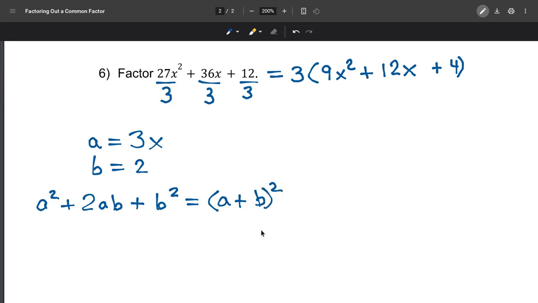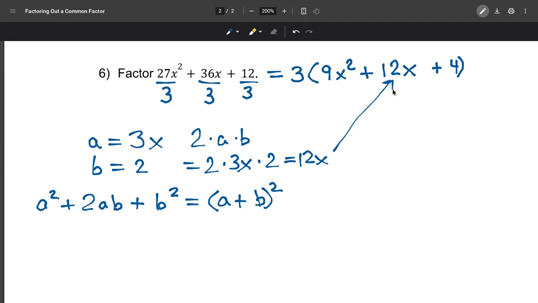All right, so we want to see if that fits the pattern because if a is 3x, we have a squared here. If b is 2, we have b squared here. So what would 2ab be? Well, 2 times a times b. In this case, it's going to equal 2 times 3x times 2. So that's going to be 6x times 2, that's going to be 12x. Well, look at that. We've got 12x right there. So this does fit the pattern of a perfect square trinomial. It is a perfect square trinomial here.